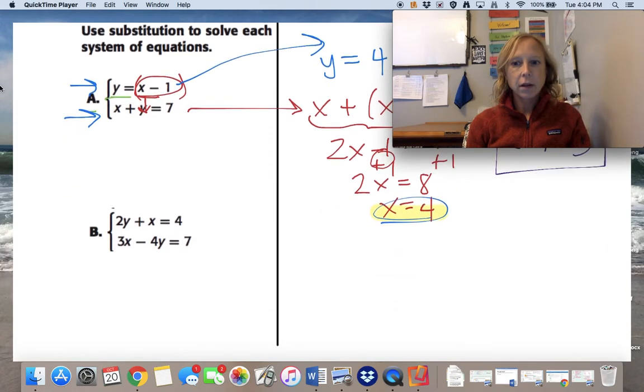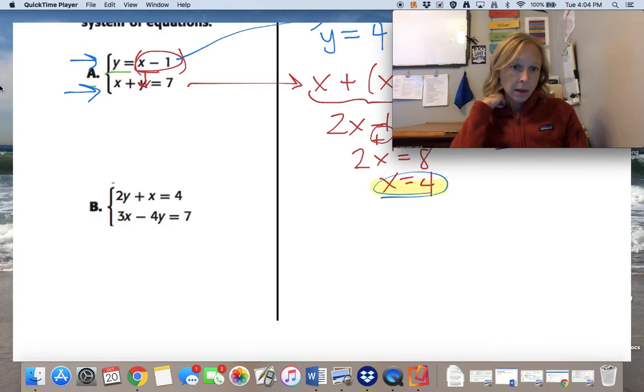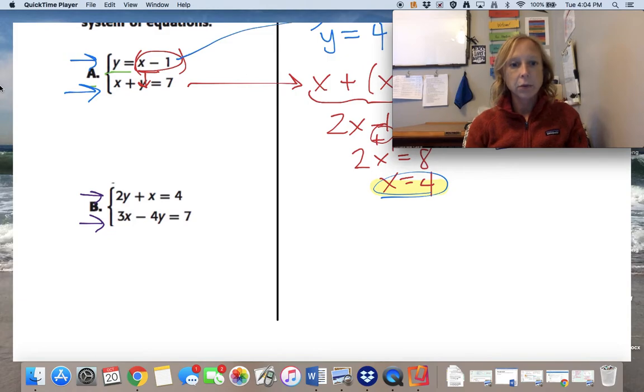All right, let's try another one. The directions still say use substitution, but neither one of them is starting with an x equals or y equals. So I'm going to have to do some solving to make that happen. Look at your first equation and your second equation. Which one do you think will be easier to make it say x equals or y equals? Yeah, the first one, because we have just one x in it.